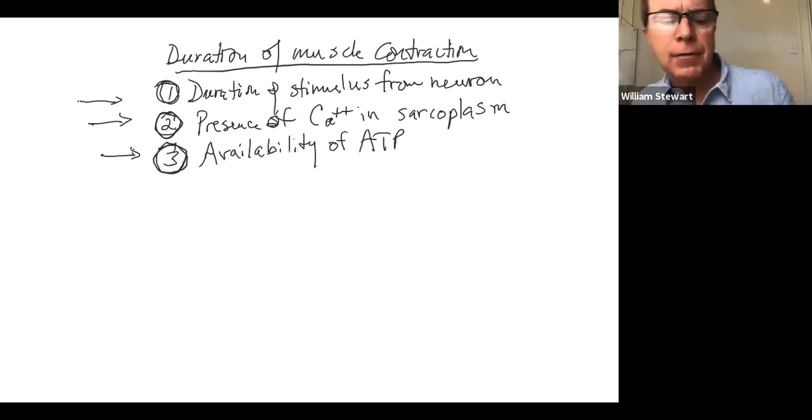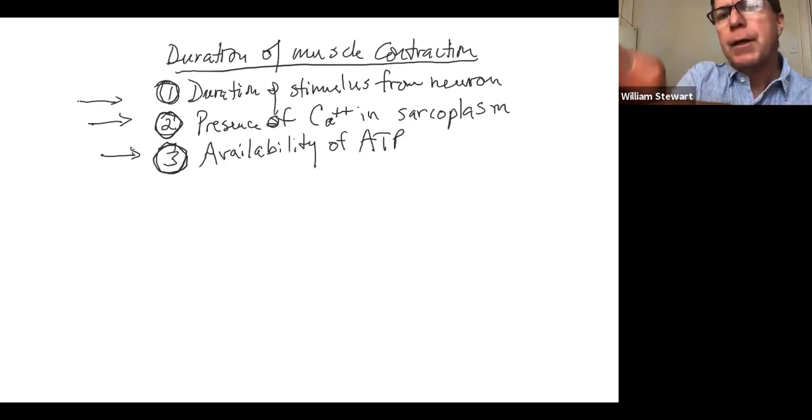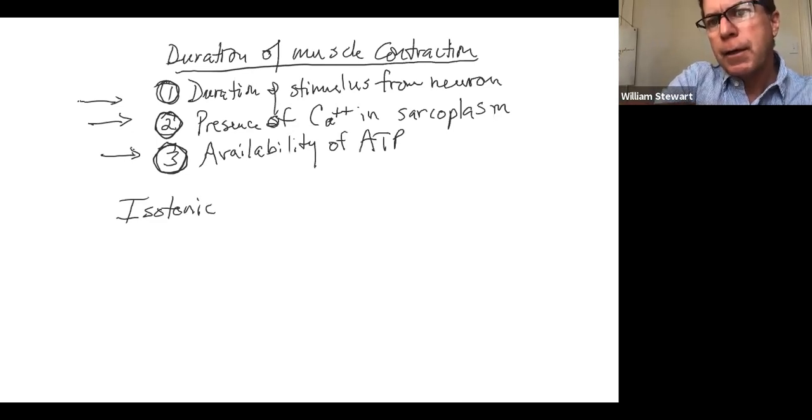All right, let's get on with a little bit less complicated stuff. I'm going to define some terms for you that are important. I'm writing, these are types of muscle contractions. You've probably heard of some of these words before. Isotonic versus isometric muscle contractions.